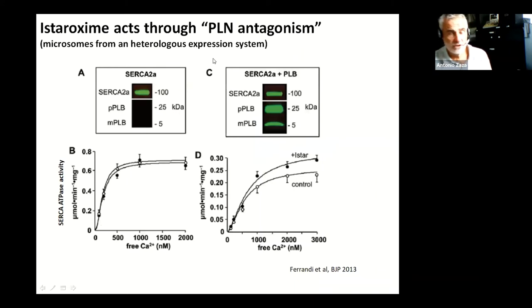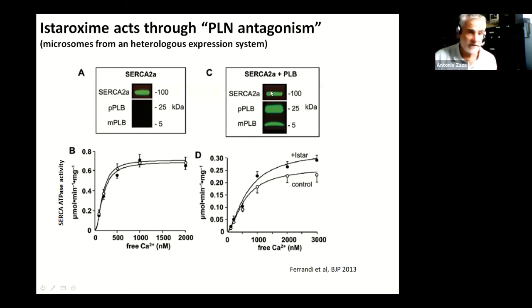How does istaroxime stimulate SERCA? This is a study in a heterologous expression system in microsomes, in which SERCA ATPase activity was assayed in the presence of different calcium concentrations, and the calcium dependency of SERCA activity was measured in control and in the presence of the drug, in a system where SERCA was the only expressed protein. You see that the drug had no effect, whereas when phospholamban was added to the preparation, then the effect of the drug in increasing the SERCA ATPase activity clearly appeared. And this suggests that the way by which istaroxime activates SERCA is phospholamban dependent.